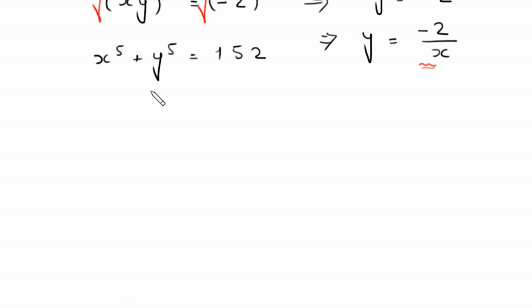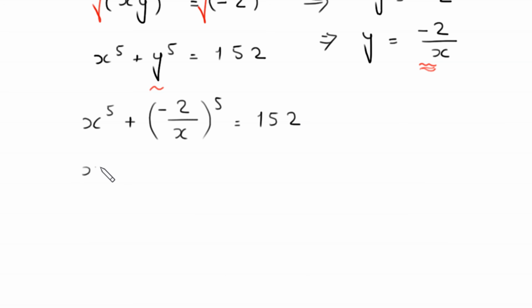In this equation we replace this y with this value of y, negative 2 over x. So this equation will become x to the power 5 plus (negative 2 over x) whole to the power 5 is equal to 152. Next, x to the power 5 plus this negative 2 to the power 5 is negative 32, divided by x to the power 5, is equal to 152.